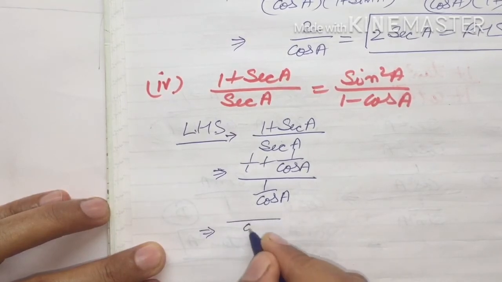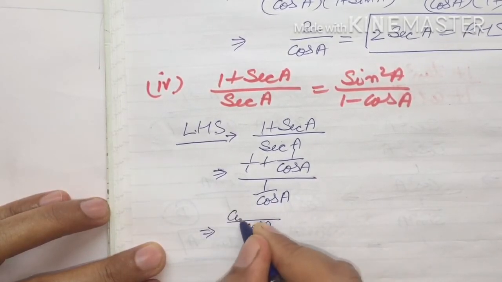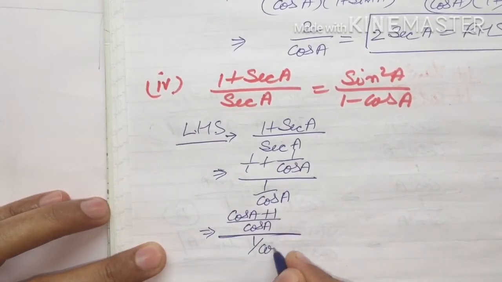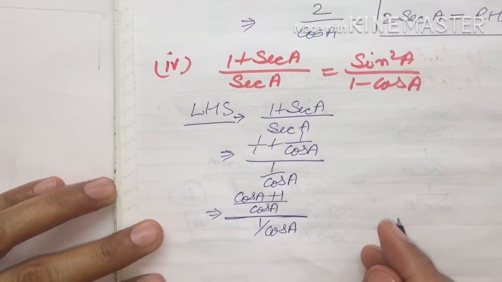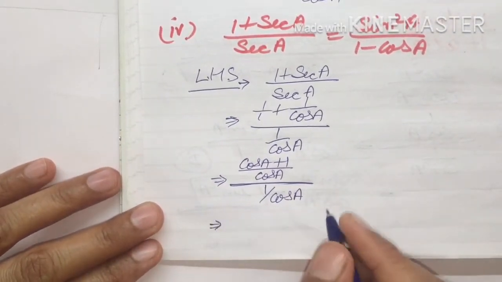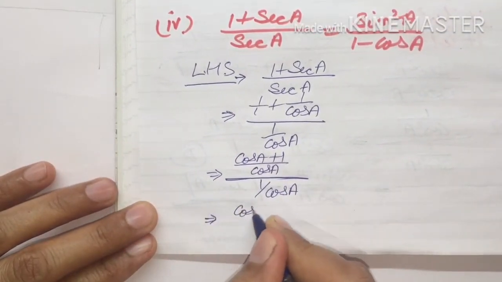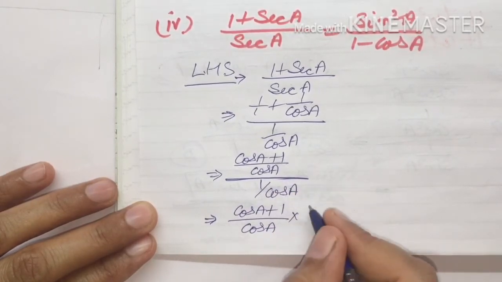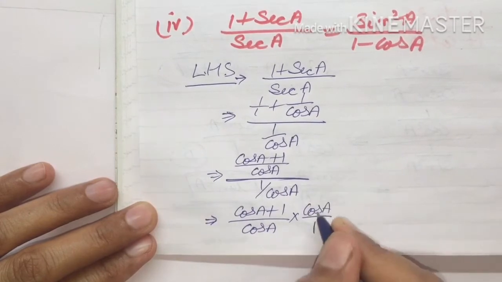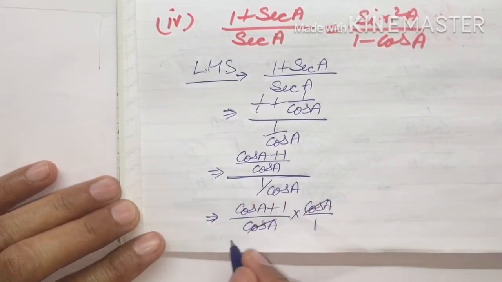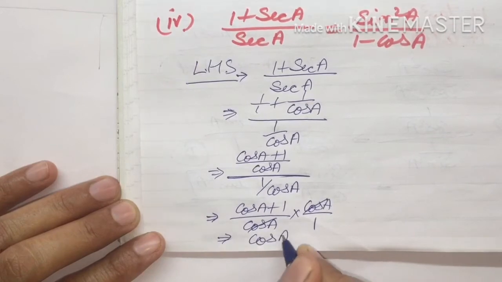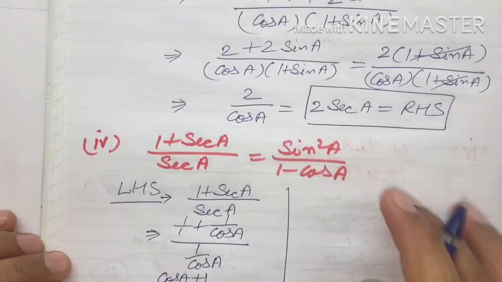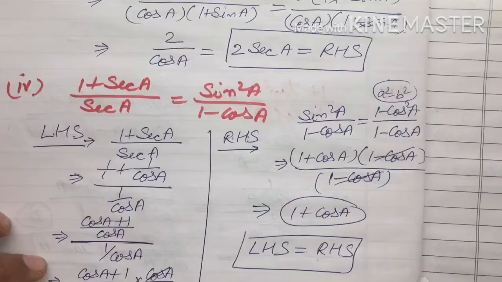So in the numerator, cos a and cos a plus 1, then in the denominator 1 upon cos a. So it will change into cos a plus 1 upon cos a, and the reciprocal of this is cos a upon 1. This will cancel, and from the left side this part we get cos a plus 1. So in the same way we have to do with the right hand side now.